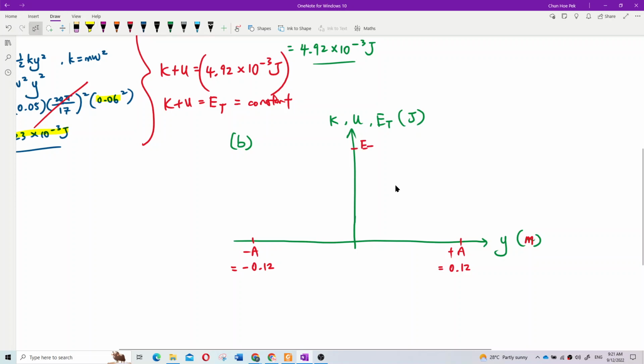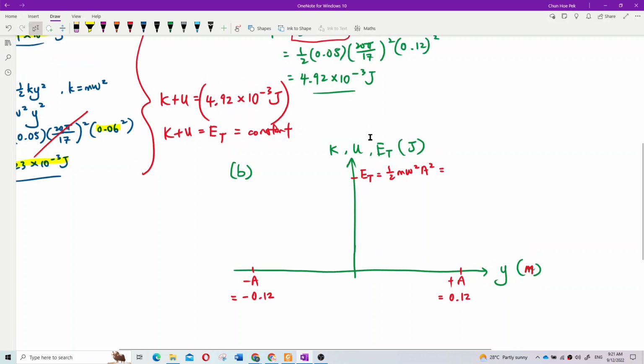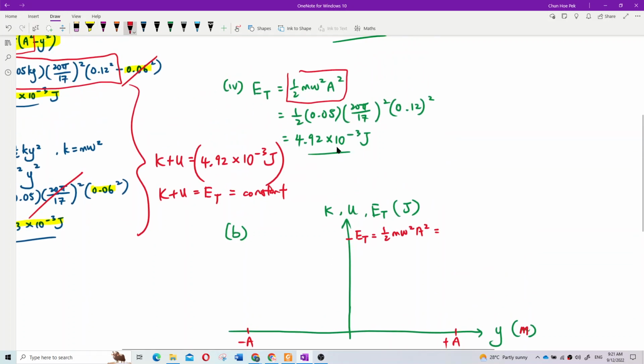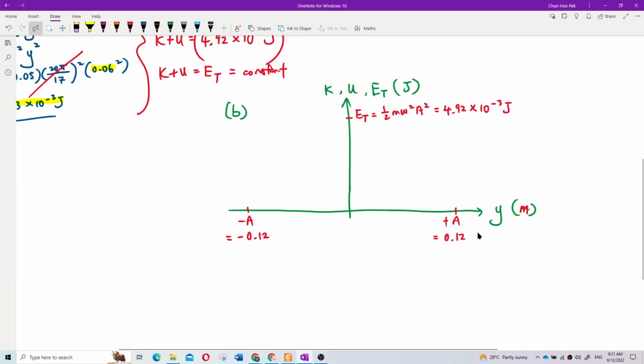Here is the total energy, which is half m omega square amplitude square. Understand? Amplitude square, which is what value just now? We got 4.92 exponent negative 3. You can put the exponent at the top, but never mind, just put everything over here: 4.92 times 10 to the negative 3 joule. Better to write the unit here.